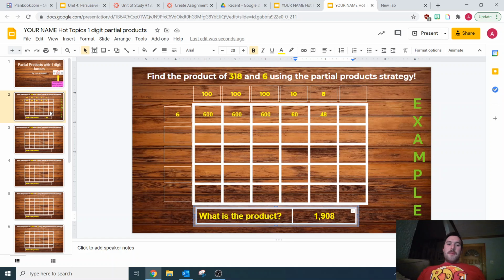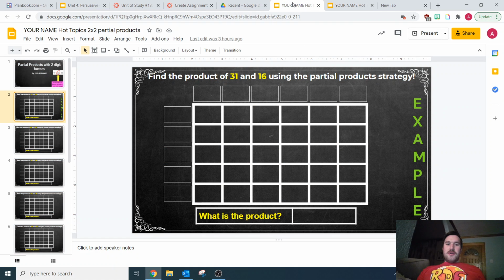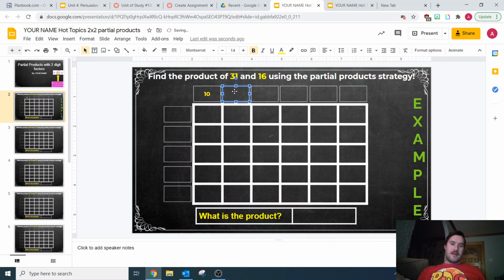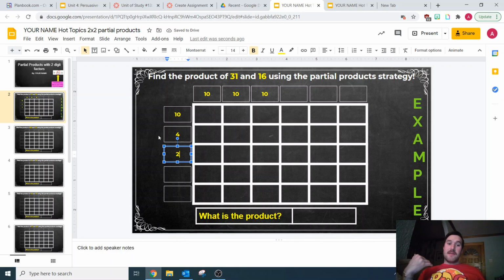So with partial products, again, you can choose how you break it down. You can break it down a ton of different ways. Here I have another example, 31 and 16. I might need to break 31 into 10, 10, and 10, and I might need to break down 16 into 10 and 4 and 2. You get to choose how you break it down. That's what's nice about partial products. If breaking down 31 into 30 and 1 works for you, then that's totally fine. You don't have to break it down a ton. Just break it down into what is efficient for you.